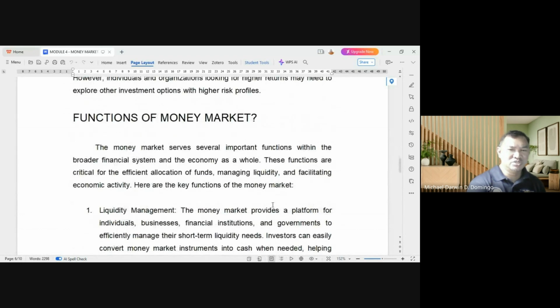Ayan. Functions of the money market. So, what's with the functions of the money market? So, una, syempre, liquidity management. The money market provides a platform for individuals, business, financial institutions, and government to efficiently manage their short-term liquidity needs. Okay, so having money market is very important, no, in the financial system and the economy as a whole. Okay, kasi nagiging parang siya a venue, no? A venue for everyone na dapat ay makapunta pero siya yung naunang nagpunta. Parang some sort of na gano'n.